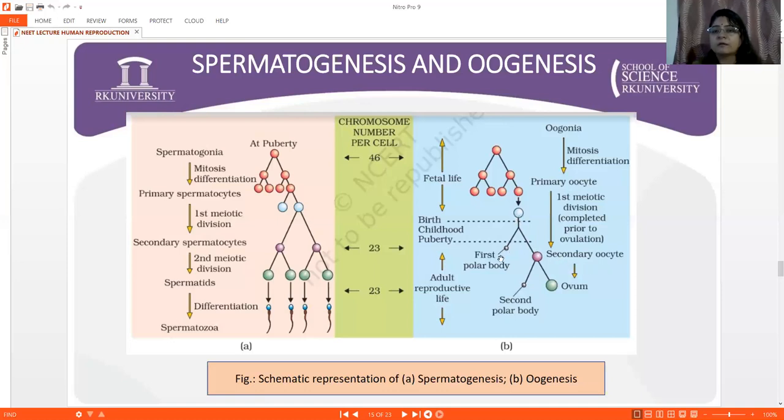There will be unequal division which will take place. There will be formation of the first polar body and the secondary oocyte. After that, from that secondary oocyte, the ovum is formed. And here also there is unequal differentiation, and you will be getting the second polar body and the ovum. Okay, so you can see here, there is a drastic difference between spermatogenesis and oogenesis.